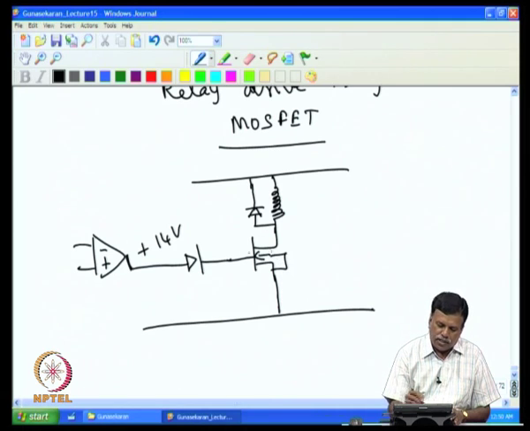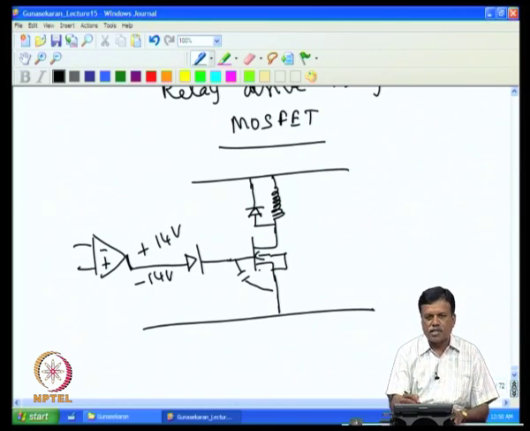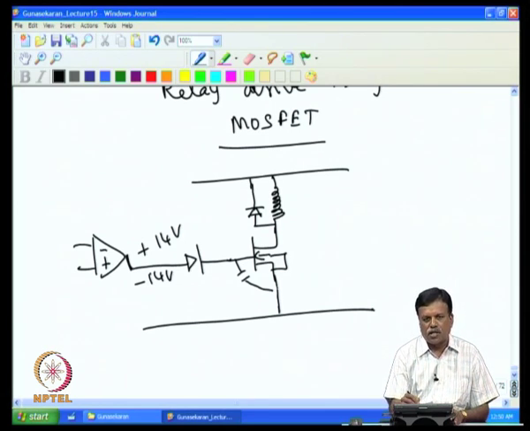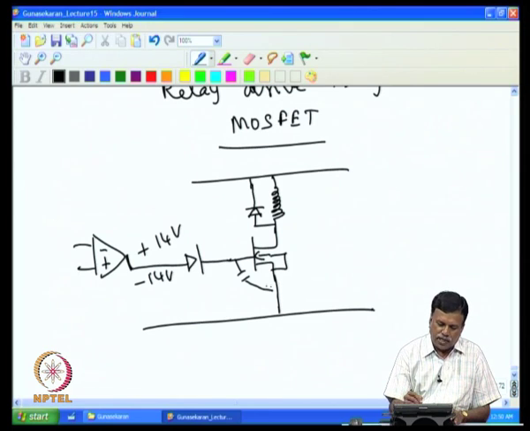Then when this goes to minus, say minus 14 volt, this diode will be off and you will get no voltage here, but the diode will not allow discharge, and the MOSFET has a capacitor that cannot be discharged. So even when it goes minus 14, this capacitor will be holding the charge and the MOSFET will be continuously on, it will not go back. So we have to provide a path for the MOSFET to go off.